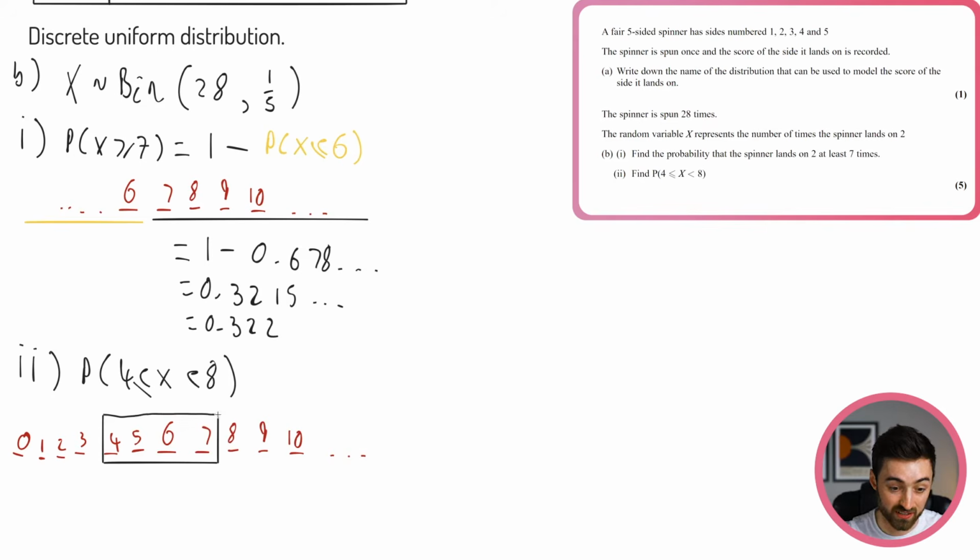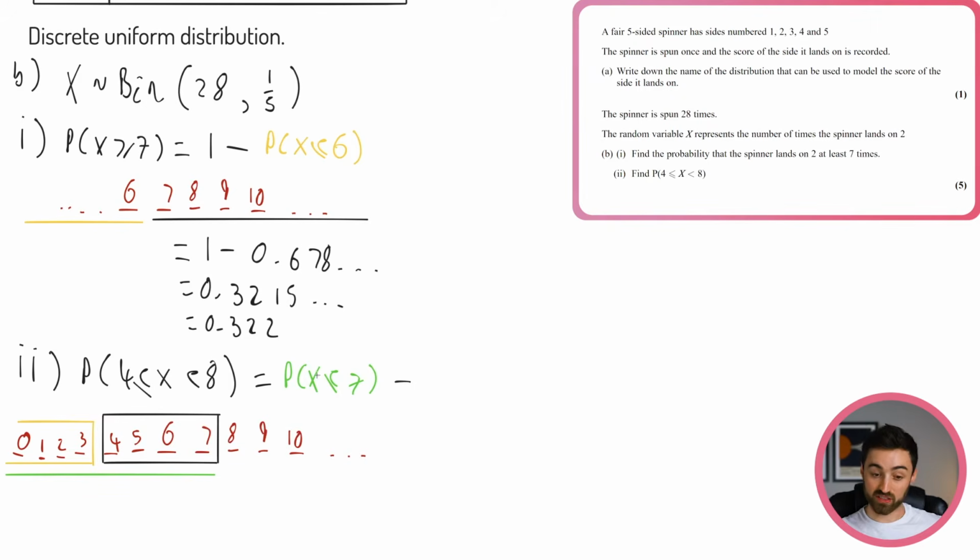So here's something I could do. I could work out the probability that it's less than or equal to 7, which would get me everything here. So if in green, right, I did the probability less than or equal to 7, that would get me all of that. So what's extra? What do I not want here? Well, I don't want everything in yellow, which is this stuff here, isn't it? So if I did the green minus the yellow, which is what?